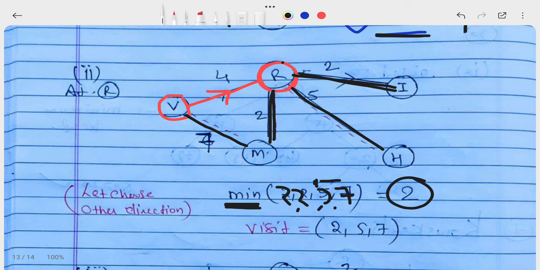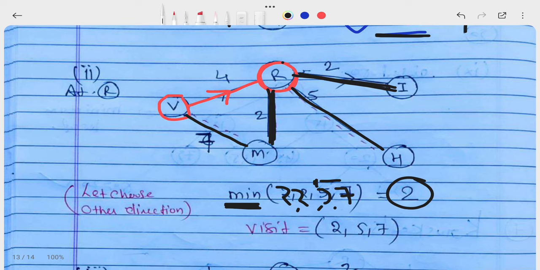Now either you can go this side or you can go this side. A machine is not human. I know if I go from this side, I will reach very fast. But a machine is not human. So let's say I am going this direction. If I am going this direction, that means minimum.